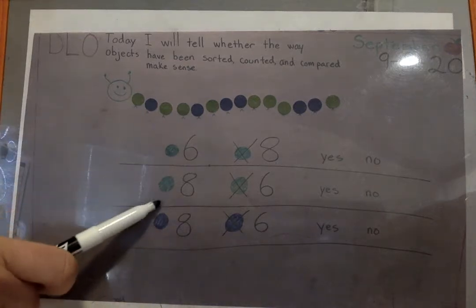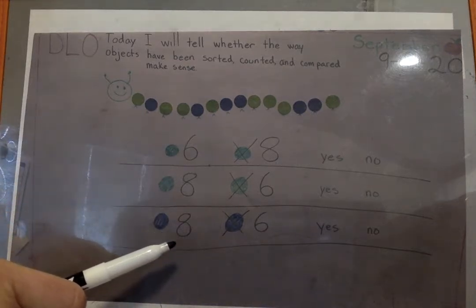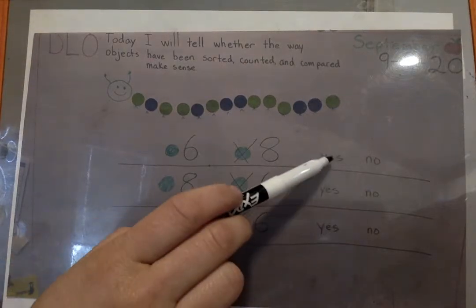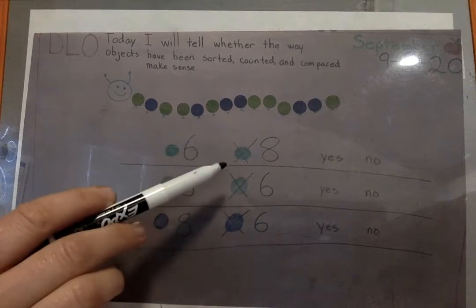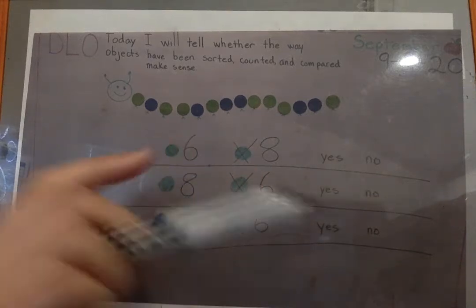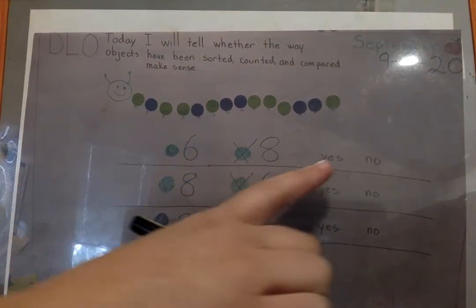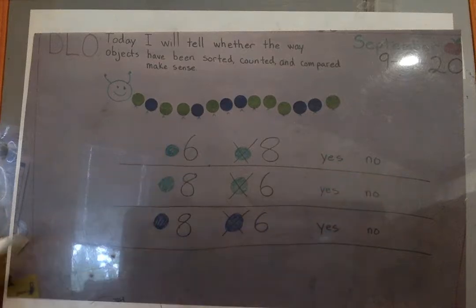I have a couple different answers down here that we're going to work with, and we're going to decide if yes, the answers are correct that I have, or no, they do not make sense. This is where you will be explaining your answers to whoever's helping you today. We have to use strategies for counting and comparing that we've learned to make sure these are either yes, they make sense, or no, they don't.